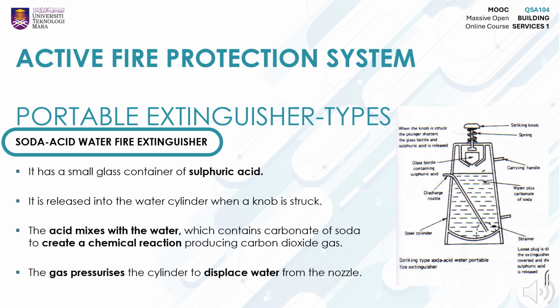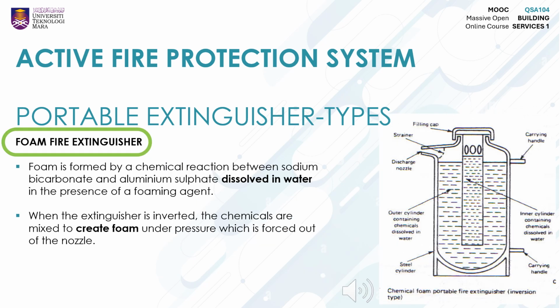Soda acid water fire extinguisher has a small glass container of sulfuric acid inside the extinguisher. It is released into the water cylinder when a knob is struck. The acid mixes with water, which contains carbonate of soda, to create a chemical reaction producing carbon dioxide gas. The next one is foam fire extinguisher. The foam is formed by a chemical reaction between sodium bicarbonate and aluminum sulfate dissolved in water.